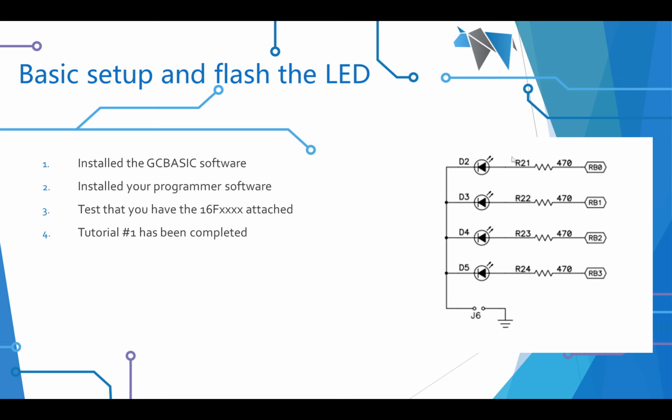So I'm assuming that you've done the basic setup to flash the LEDs. You've done all the tutorials before. You must have done tutorial 1, and tutorial 2 is more of the same. It introduces things, but the basics are: GCBASIC is installed, you've got the programmer working, I'm using a PICkit 2, and your 16F is operational and the LEDs are flashing, as I just showed you.